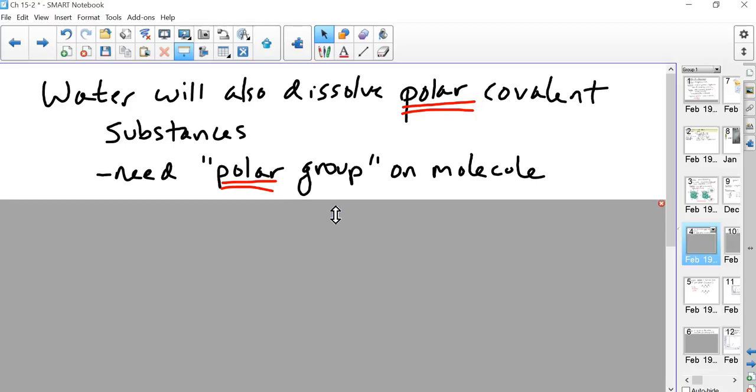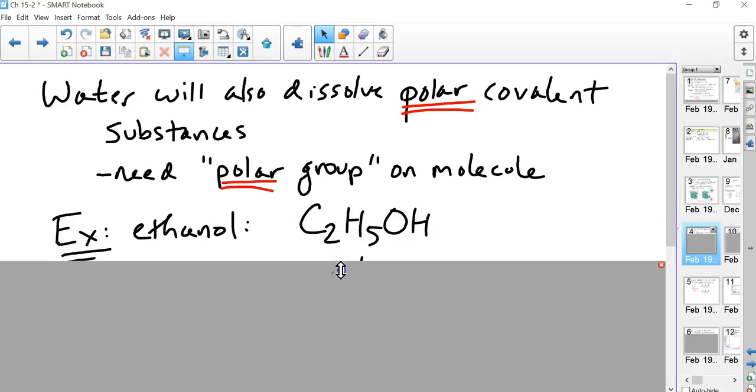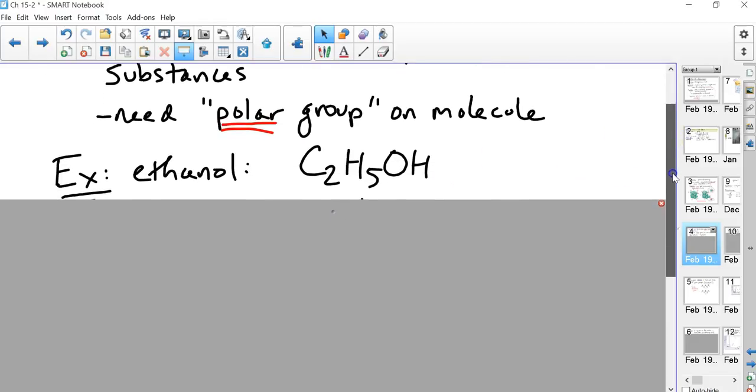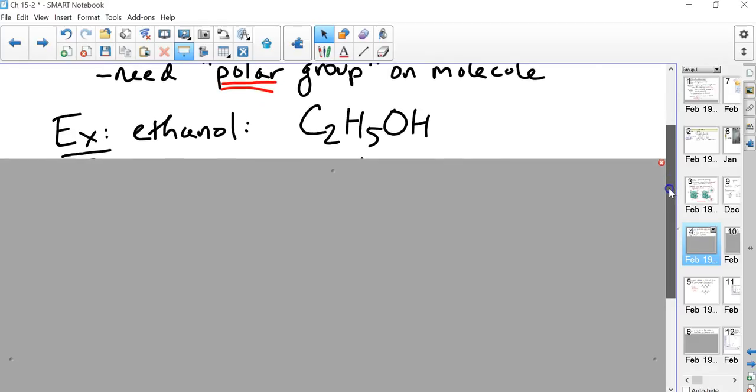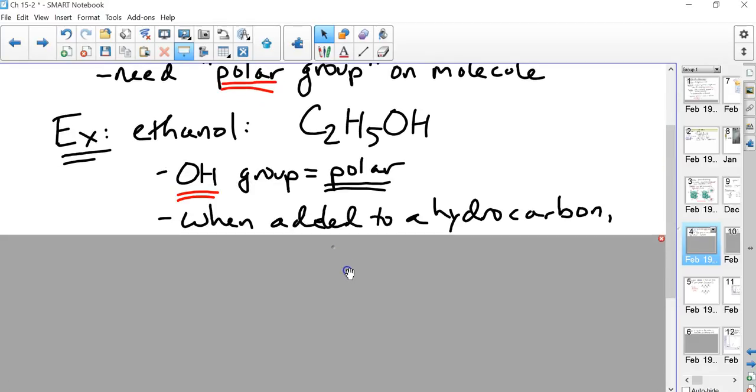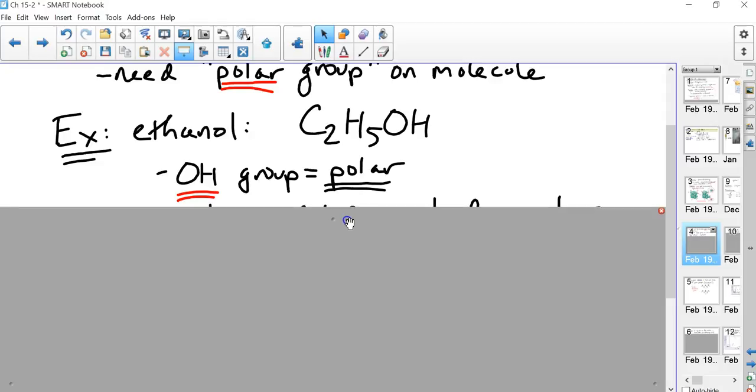So if a molecule has what's called a polar group, shown here, then it will be dissolved by water. So let me give you an example. A great example is alcohol. Alcohol is ethane with an OH group. And the OH group is not the OH minus ion. It is not the hydroxide or hydroxyl ion.